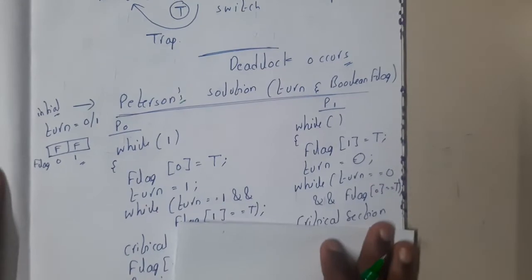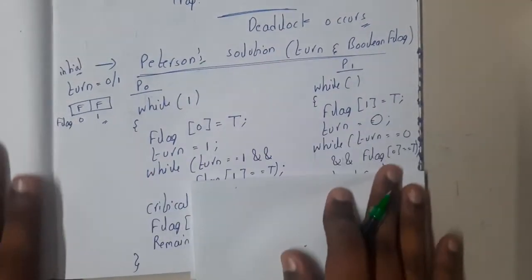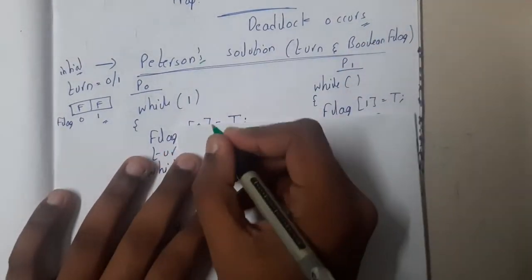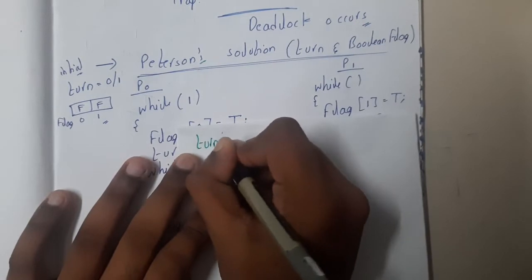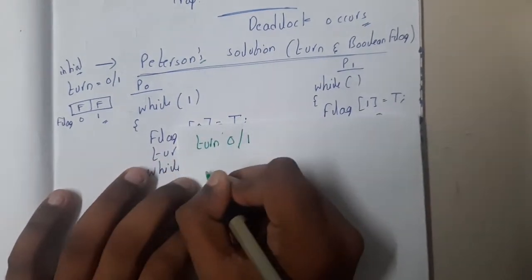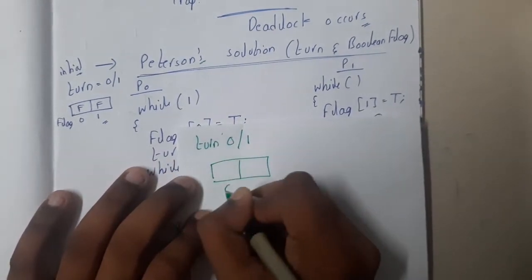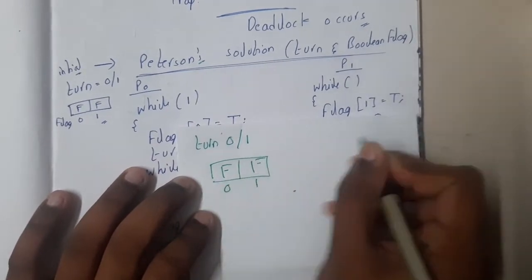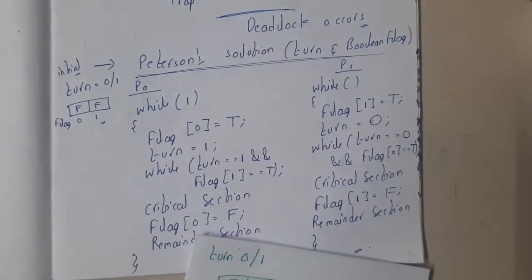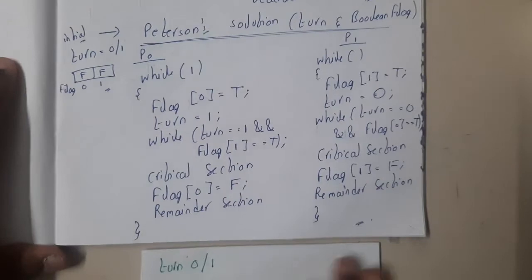Okay, yes. So what he said is the initial value of turn can be anything, guys. There is no rule for the value of turn. It might be 0 or 1. But when it comes to the flags, both of them should be false. He has indicated that. Okay, so what exactly happens here? Let us try to analyze it.